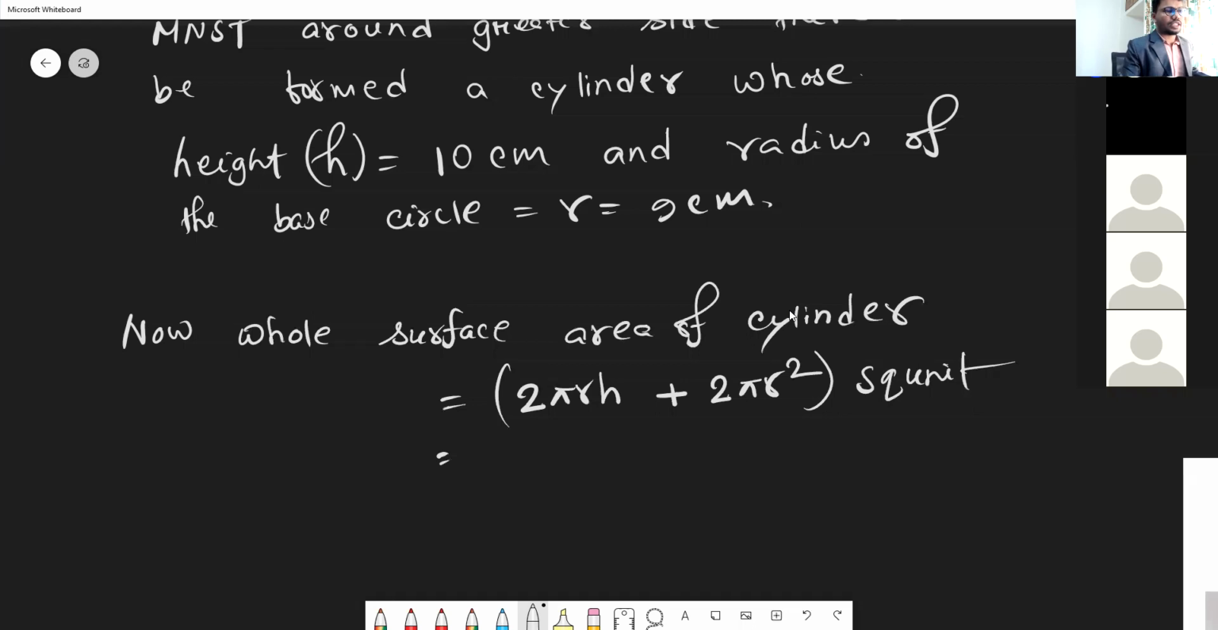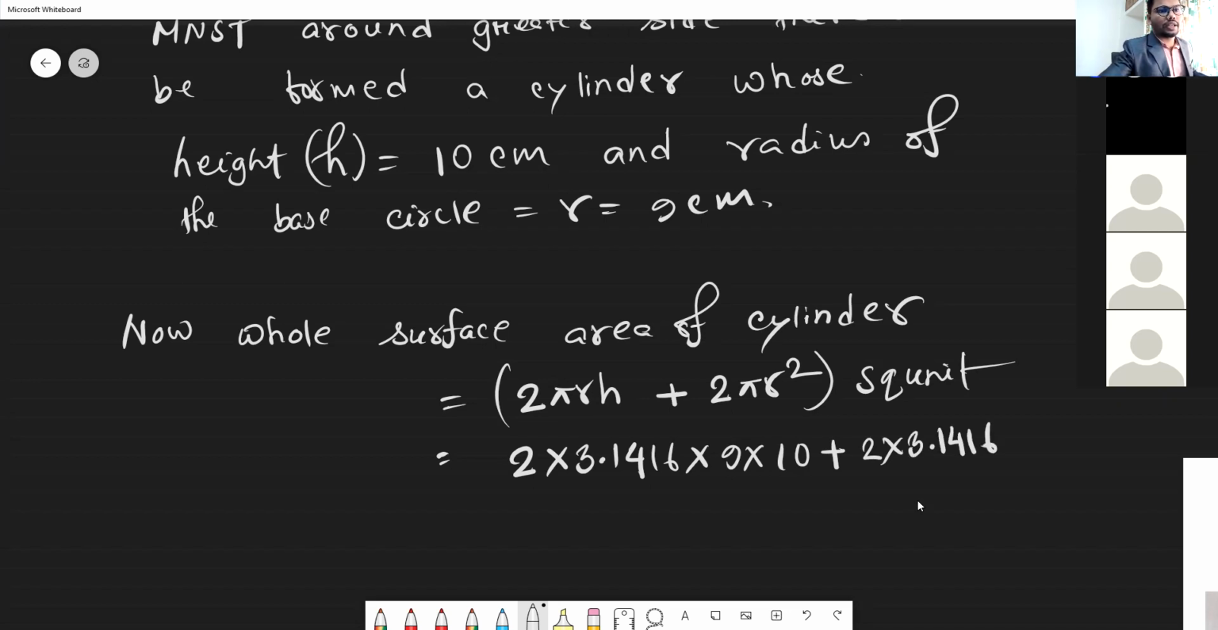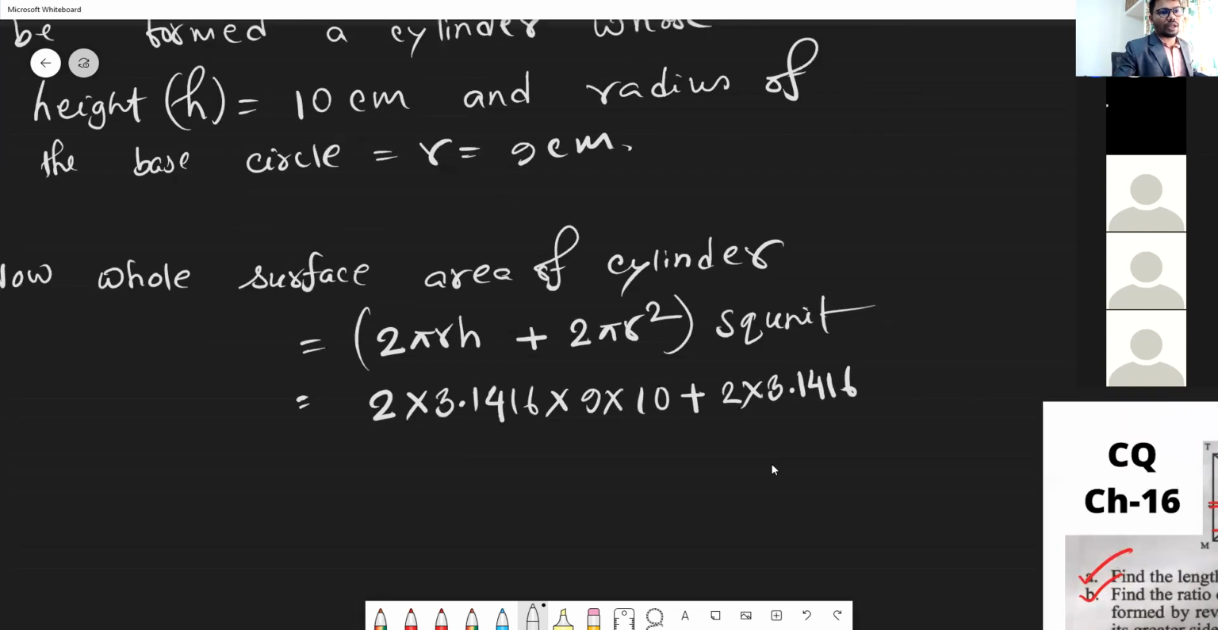So now, first step right here: 2 multiply 3.1416 multiply r, which is 9, h, which is 10, plus 2 into 3.1416 into r, which is 9 square. So the unit of r is centimeter.